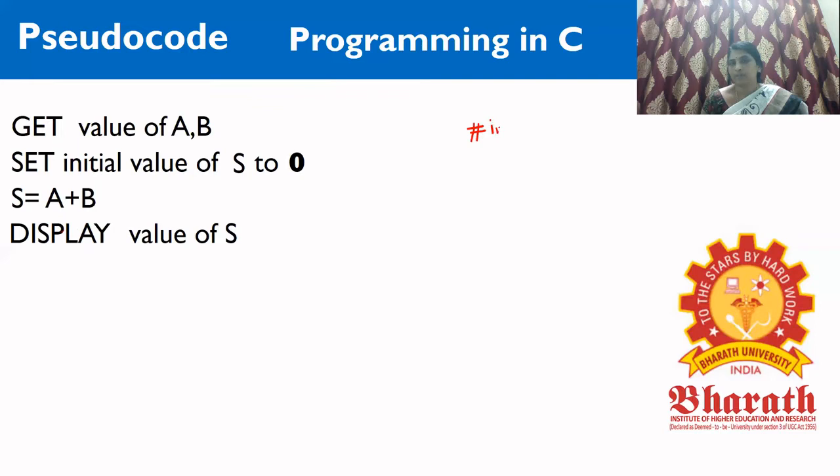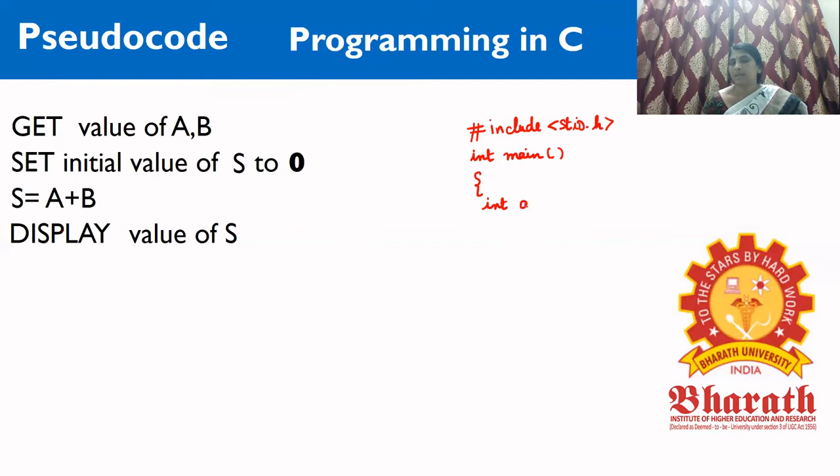First one is to include the header files. So include stdio.h. Then we need to have the main function in order to operate on the process. The main function is very important. So we create a main function for it, and we create variables in order to get the numbers.